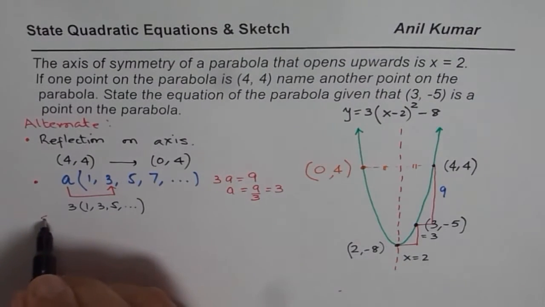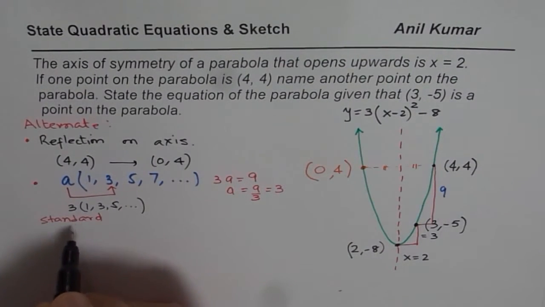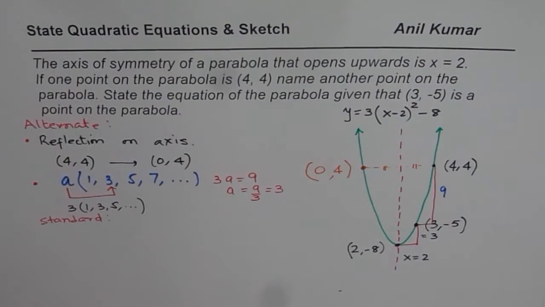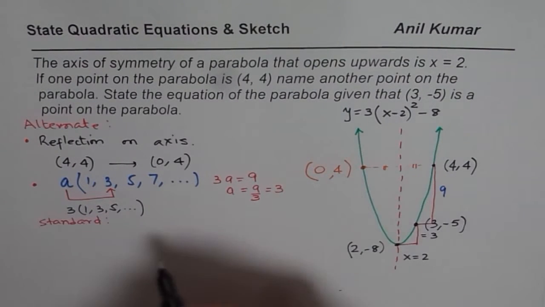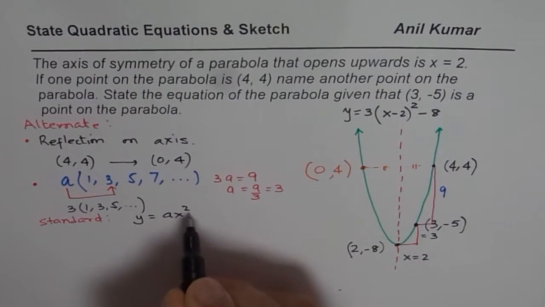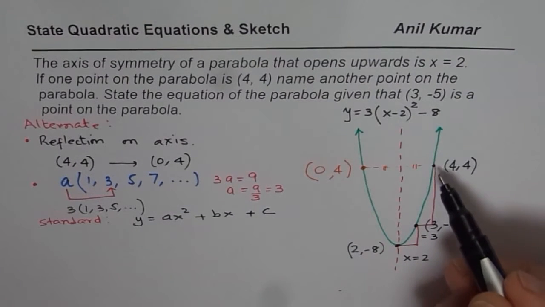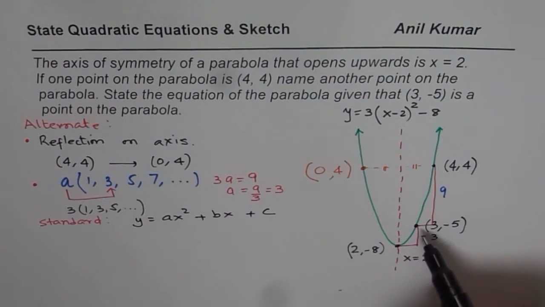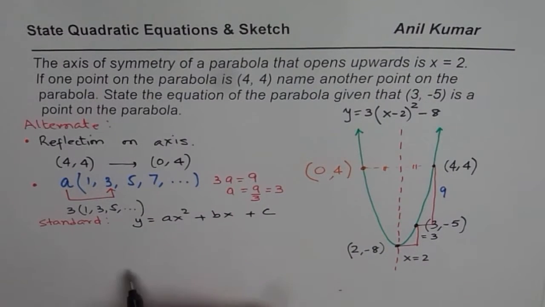Now here is a standard method, right? Normally we begin with standard, go to alternate, but in my case, I work in a different way. Okay, now here it is. The standard method is, the equation of a parabola in general is y equals ax squared plus bx plus c. We are given 2 points on it, which are (4, 4) and (3, -5). We'll substitute these points and get 2 different equations.